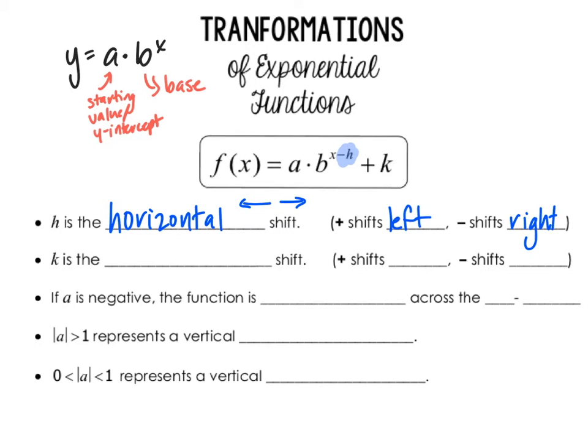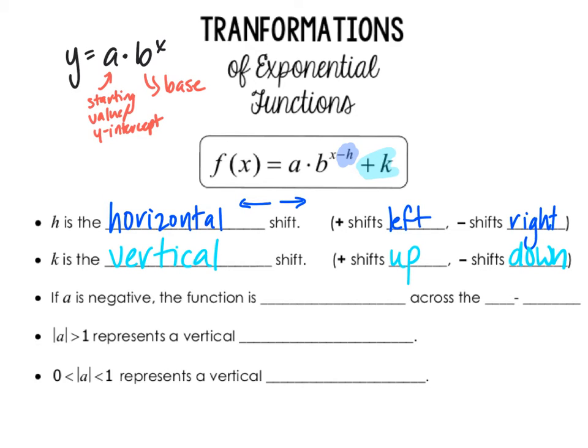All right, moving on. The next one we see is k. So k is either added or subtracted to the end. k is our vertical shift. If it's positive, it shifts the graph up, and if it's negative, it shifts the graph down.